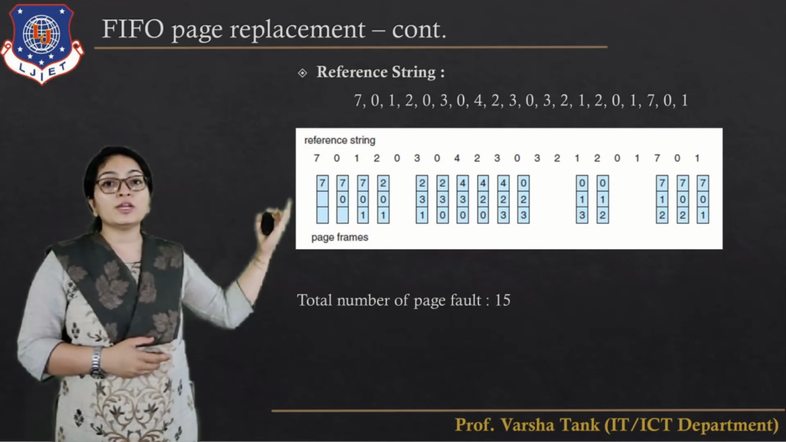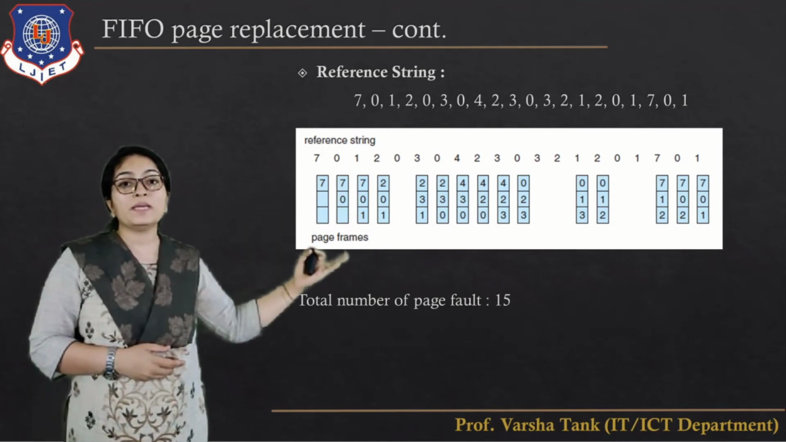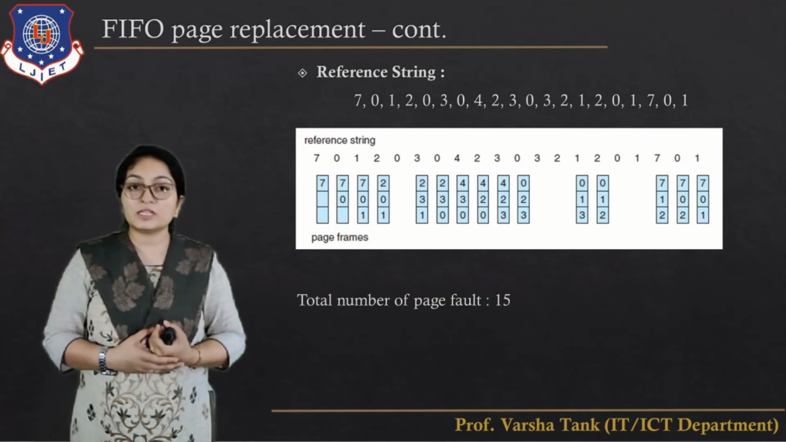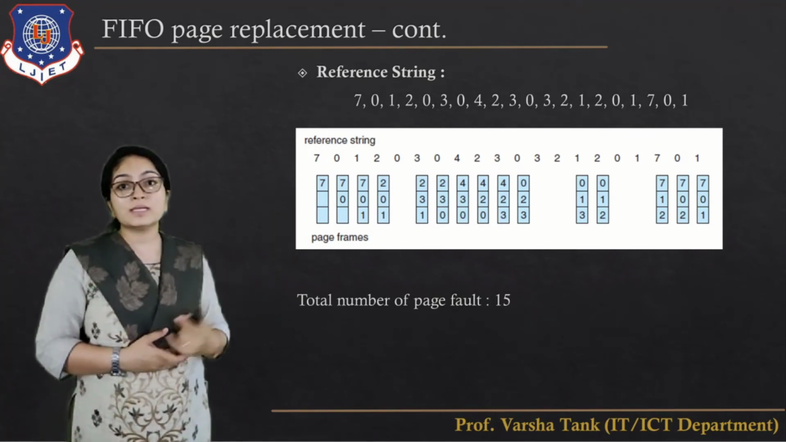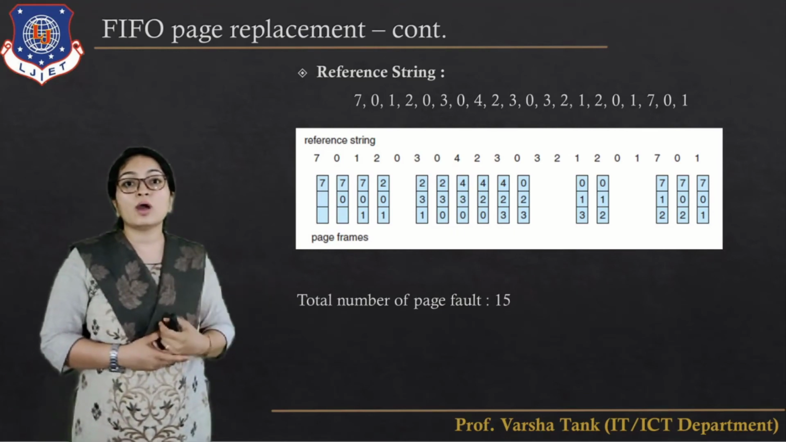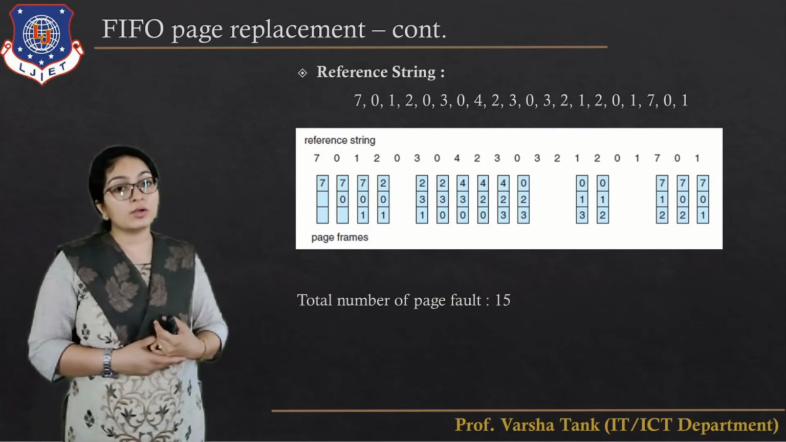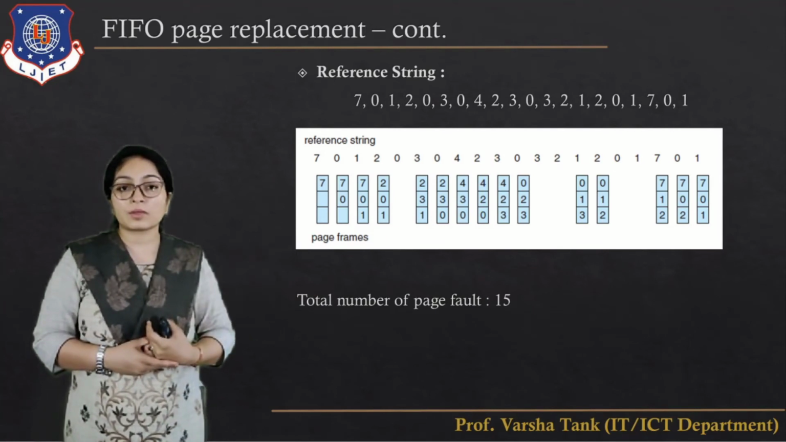And after that 3, 2 is there. So again these 3, 2 pages are there in the page frame, so we don't have to do any page replacement. After that 1 is there. So which one is the oldest one that you have to select? So 2 is the oldest one, and that will be replaced by this page.